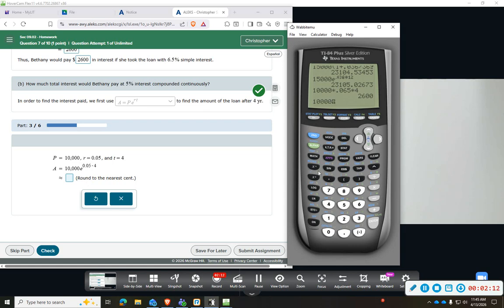We're going to do second LN, and this is going to be 0.05 times 4. Round to the nearest cent. So, $57,000. Did I do this right? Double check. 10,000, 4 zeros. That looks like it's really big. Okay. Yes, 573,974, and then 57.